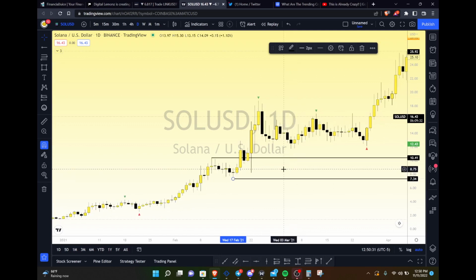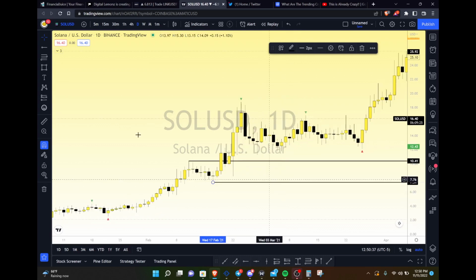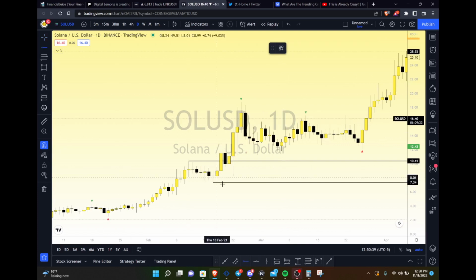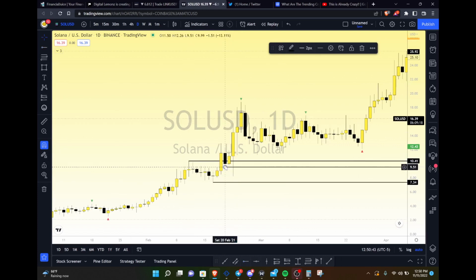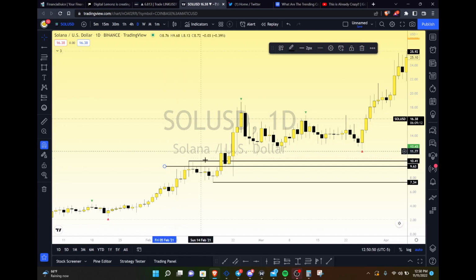That's really, really wide. So where should we target in this level here? Where would be the most ideal level to target? Well, here is the most ideal level to target. This one right here. The reason why this line here is the most ideal to target is because look at where all the wicks are touching.